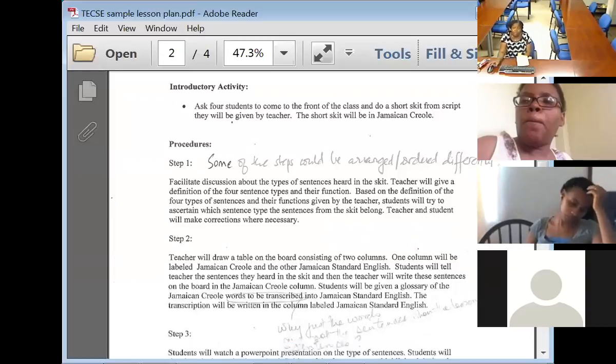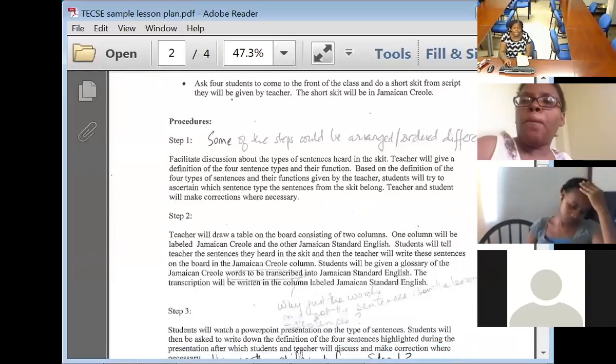So then it's basically just a series of steps that they have next. So the introductory activity could be linked to the whole idea about language awareness and even identity. Then we talk about facilitate a discussion about the types of sentences heard in the skit.